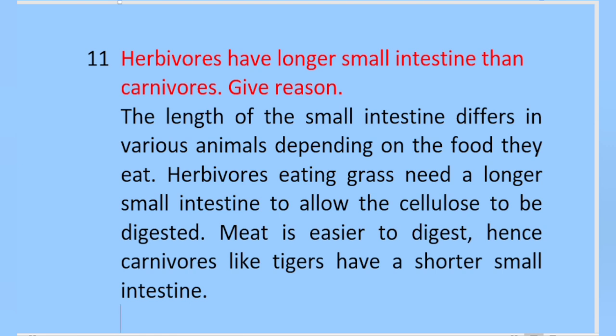Herbivores have longer small intestine than carnivores. Give reason. The length of the small intestine differs in various animals depending on the food they eat. Herbivores eating grass need a longer small intestine to allow the cellulose to be digested. Meat is easier to digest, hence carnivores like tigers have a shorter small intestine.